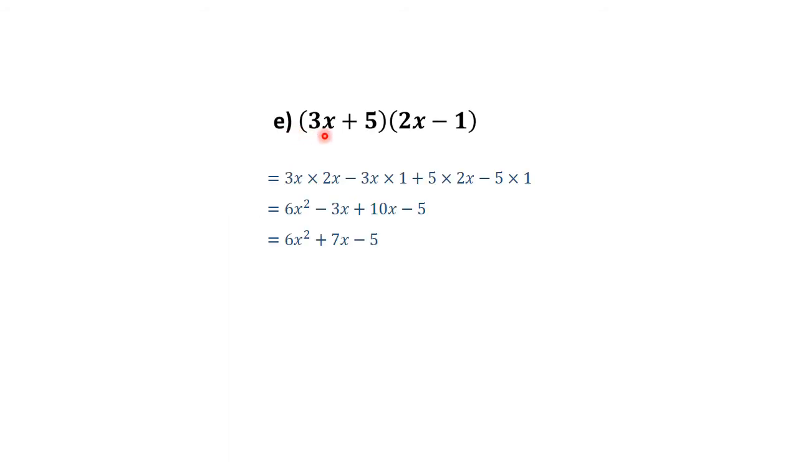Part E, 3x plus 5 in brackets, 2x minus 1 in brackets. 3x times 2x, plus minus minus 3x times 1, plus plus plus 5 times 2x, plus minus minus 5 times 1. Now simplify it. 3x times 2x, 6x square, minus 3x plus 10x minus 5. Now simplify the like terms. 10x minus 3x is 7x, 6x square as it is, minus 5 as it is.